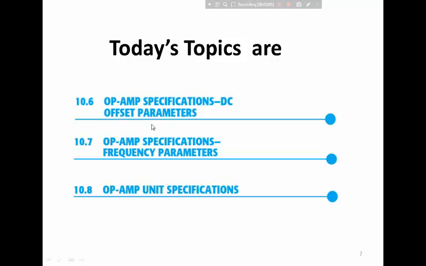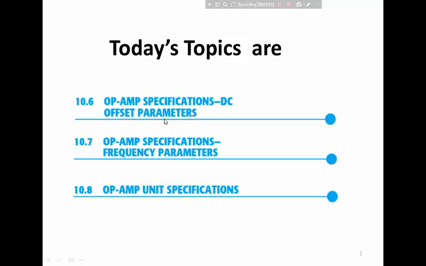Depending upon the requirement of the application, which op-amp is more suitable than the other is decided on these parameters. These parameters are important for a particular application, to meet the required specification of the op-amp. So these are a few categories based on these parameters.